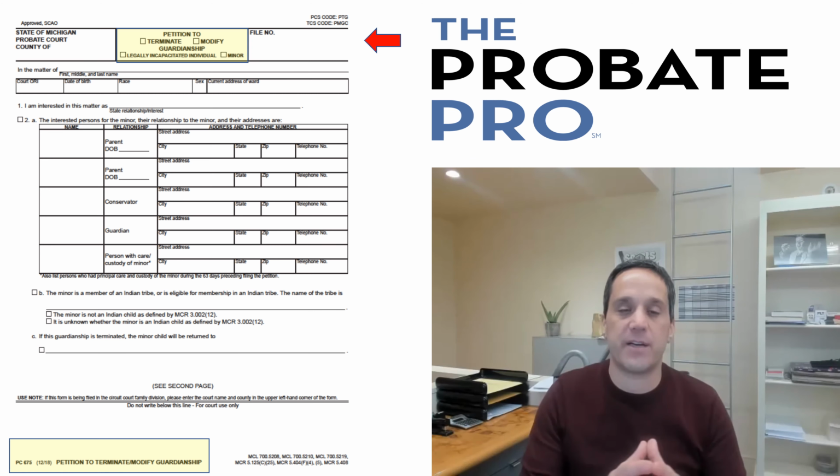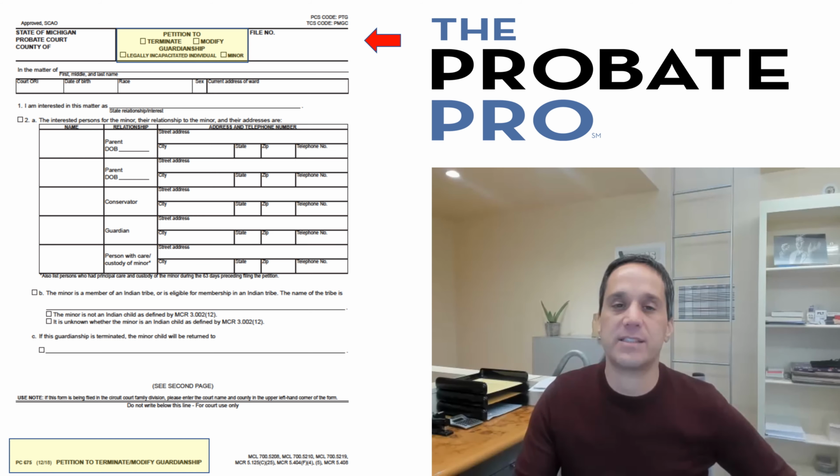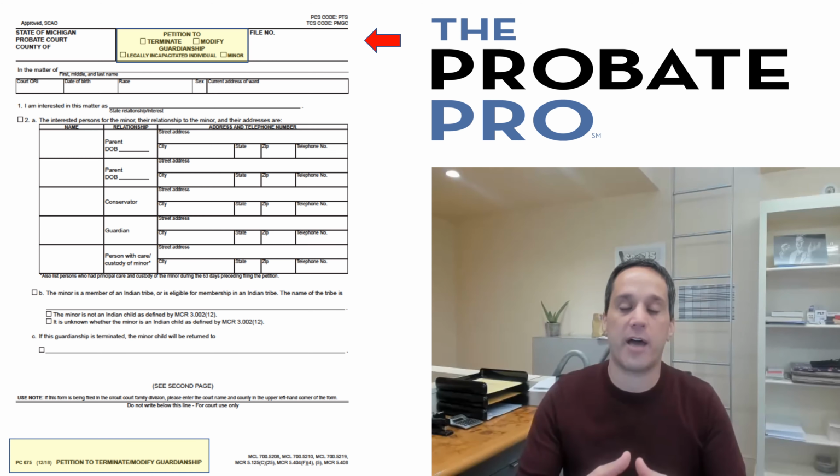To understand the difference between those two terms, a termination brings the guardianship to an end. It ends the jurisdiction of the court over that individual. A modification is used if there is some change that is being sought, whether it is a change of who the guardian is or some other limitations or roles within that guardianship. So this is the form to use.